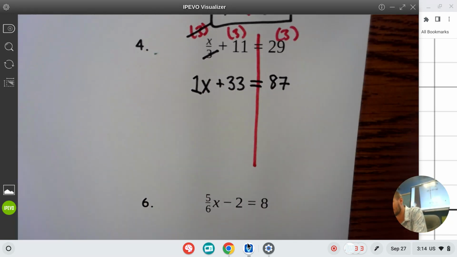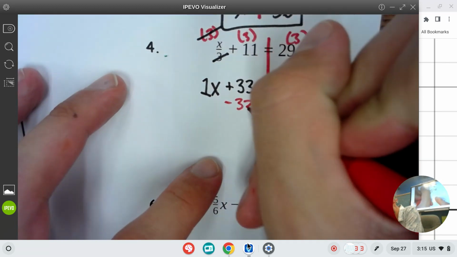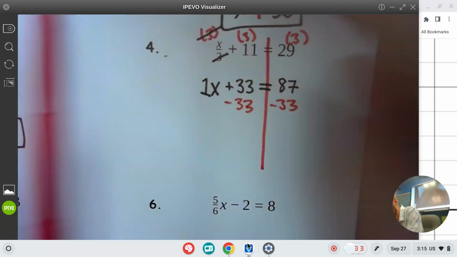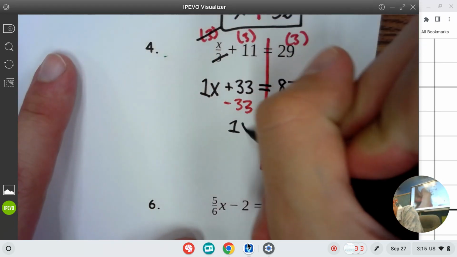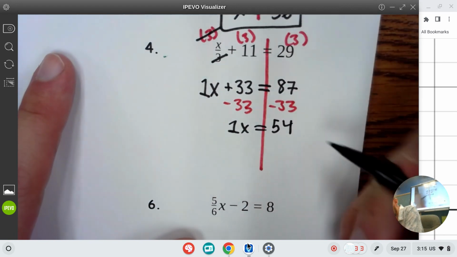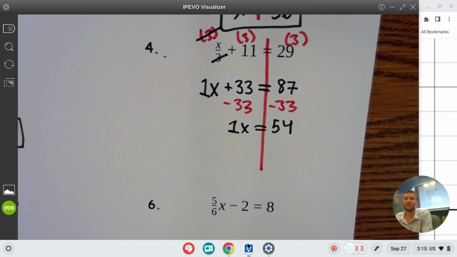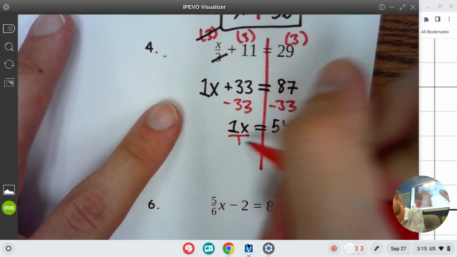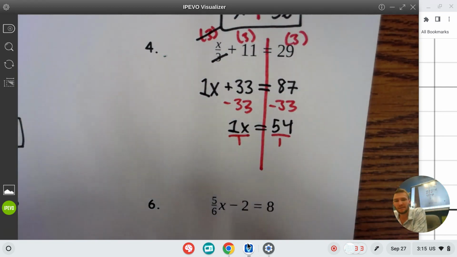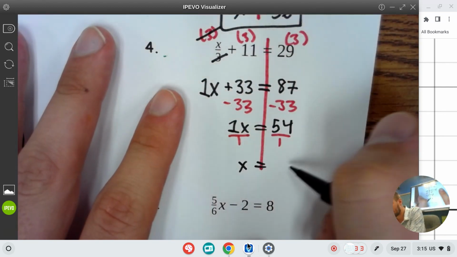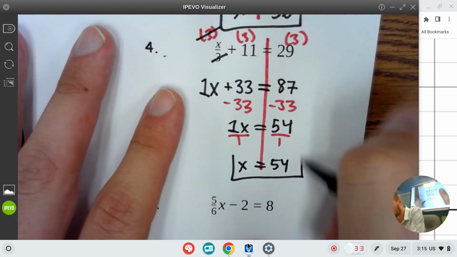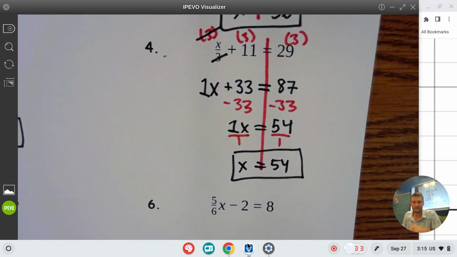Now we finish it, minus 33 on both sides. Does anybody know what 87 minus 33 is? Nice, 54. And we have this 1x equals 54. There's a couple different ways to do it. If you want to divide by 1, go crazy, right? Go crazy, they said. Okay, sure.